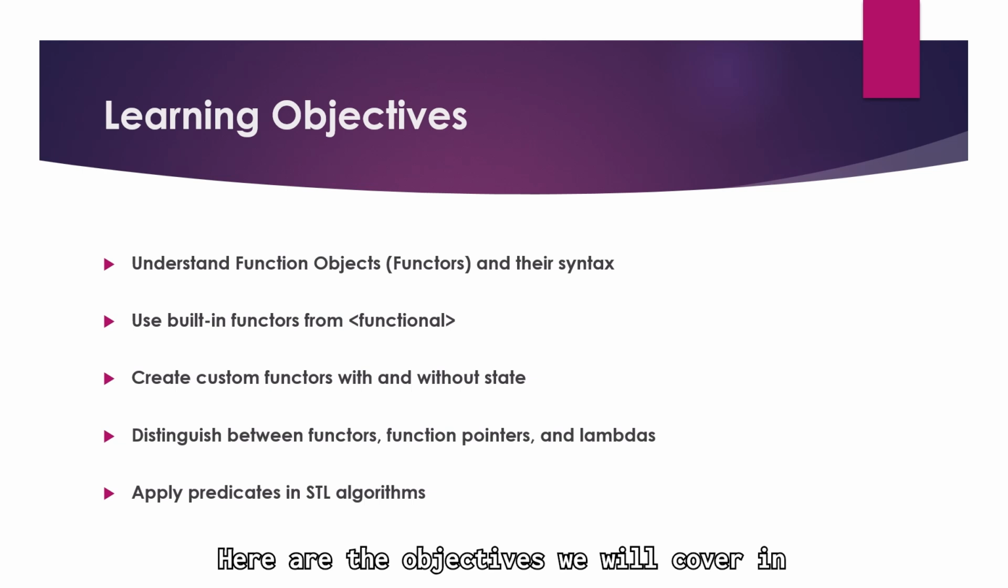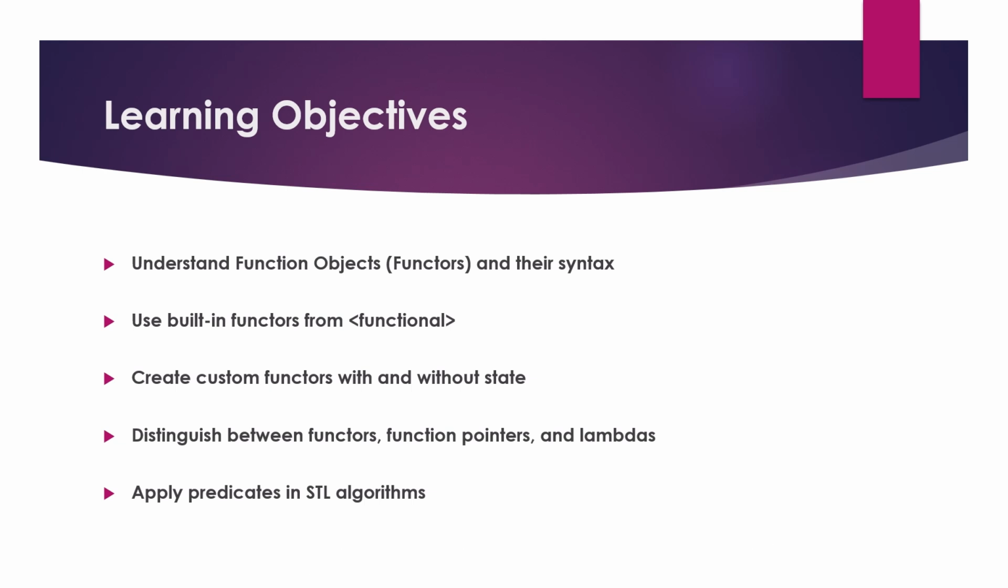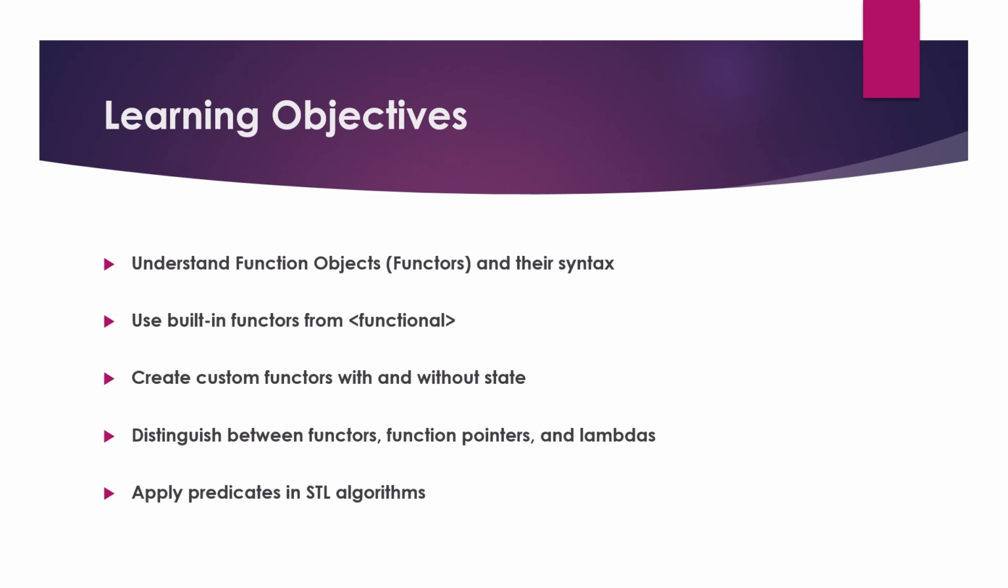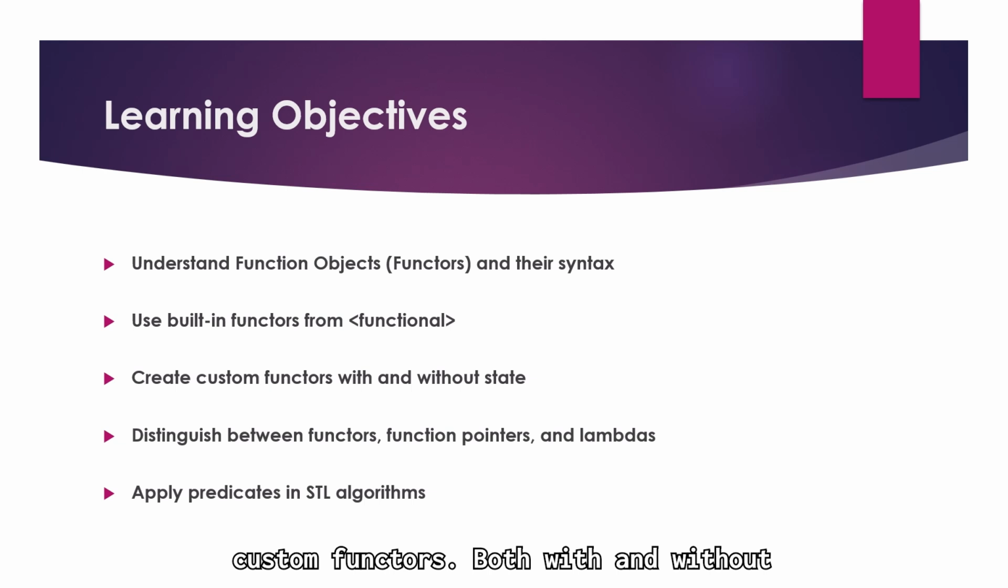Here are the objectives we will cover in today's session. We will start by defining function objects and exploring their syntax. Next, we will delve into the powerful built-in function objects that come with the functional header in C++. After that, we will focus on creating custom functors, both with and without state, so you can define your own logic in algorithms. We will also explain how function objects differ from function pointers and lambdas, and when it's best to use each of them. Lastly, we will explore how predicates are used in STL algorithms to filter, compare, and transform data.